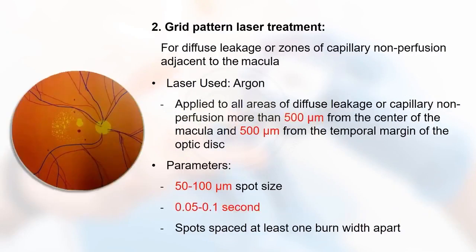Grid pattern laser is for diffuse leakage, that was focal leakage, here diffuse leakage, or zones of capillary non-perfusion adjacent to the macula. These are grid. Laser used is argon, applied to all areas of diffuse leakage or capillary non-perfusion more than 500 micrometer from the center of the macula and 500 micrometer from the temporal margin of the optic disc. Parameters: 50 to 100 micrometer spot size, 0.05 to 0.1 second. Spots spaced at least one burn width apart.